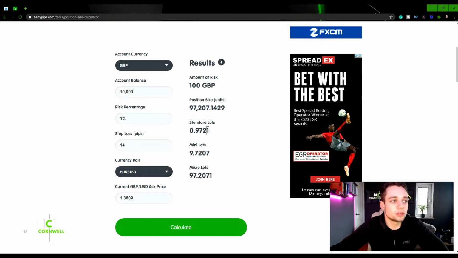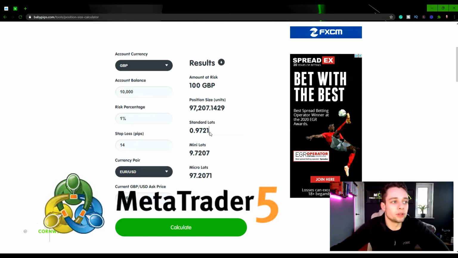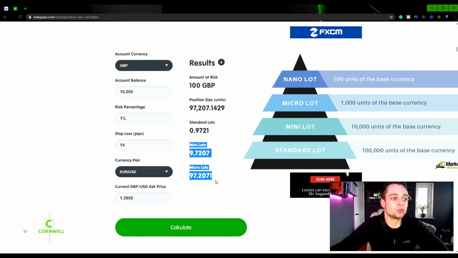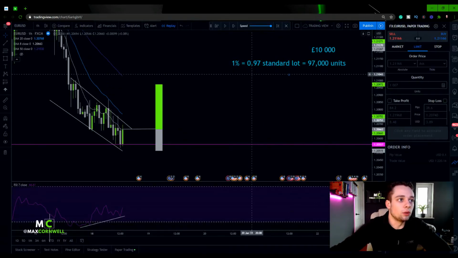97,200 units. If we need standard lots, which I know MT4 and MT5 ask you for, that's going to be 0.97 standard lots, right? And if your platform asks you for mini lots or micro lots, obviously you've got the metrics there as well. And that is going to be our 1% risk.